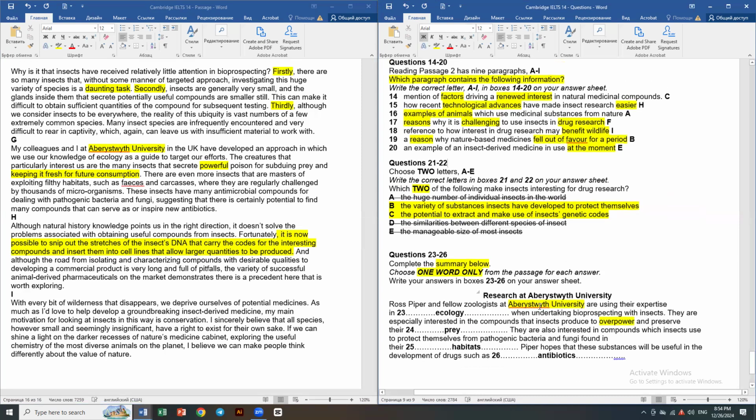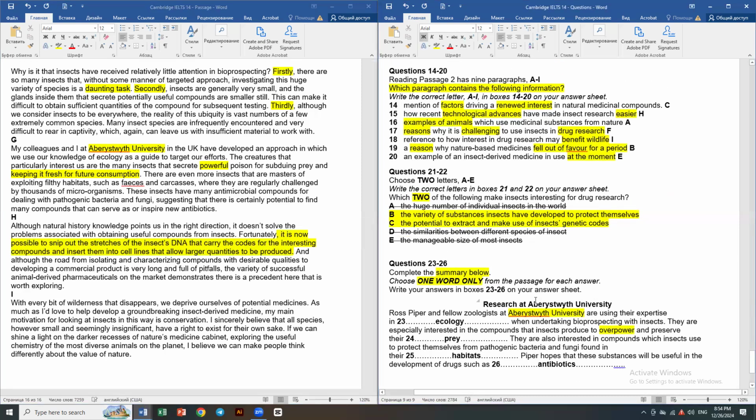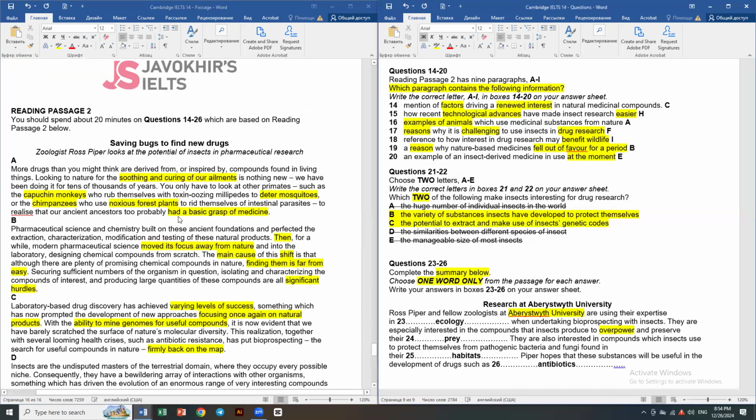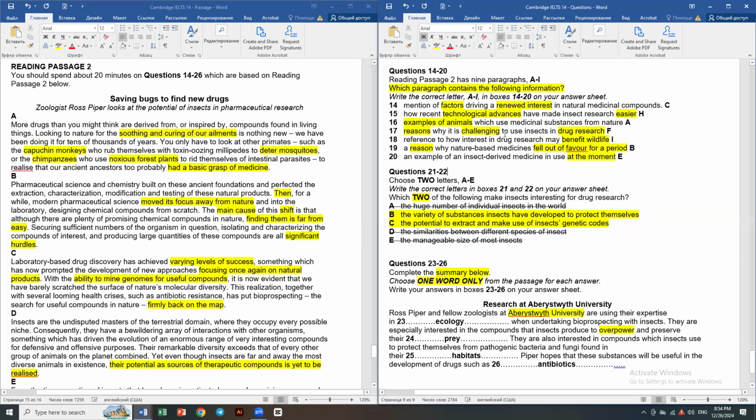Have we finished? Yeah, we have pretty much finished, guys. Anyways, if you have any questions, I don't like this passage at all. I know they're saving bucks to find new drugs. Seriously, guys, although it could be a little bit dull to understand this passage, it's worth reading. Honestly, yeah. So there you go, guys.